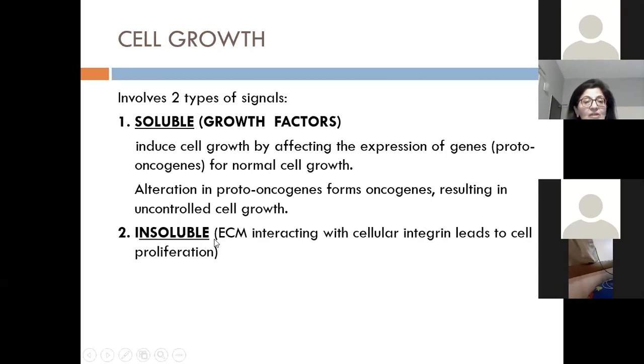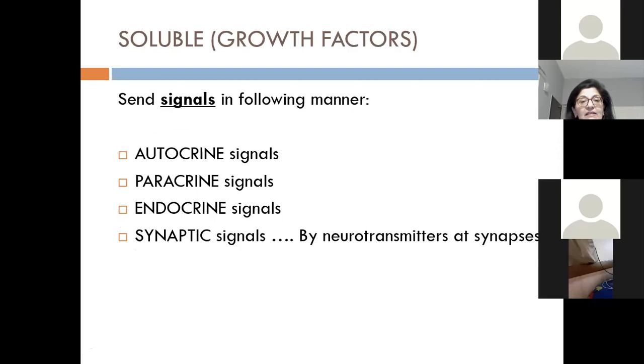And then you also have some insoluble growth factors, which act through the extracellular matrix and act through the various fibers of the intercellular matrix. And I'm just going to talk about that later on. Let's first talk about the soluble growth factors and how they send the signals from one cell to the other. So they send signals in the following manners. There are four types of signals.